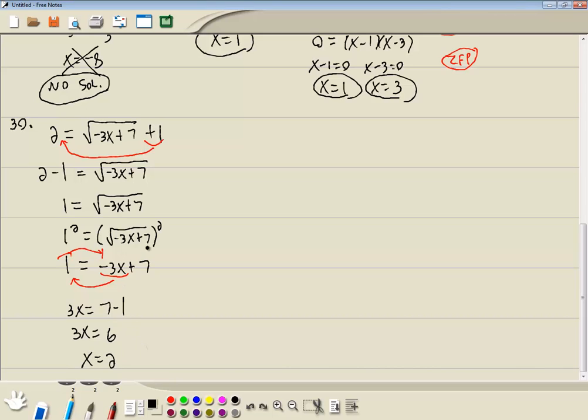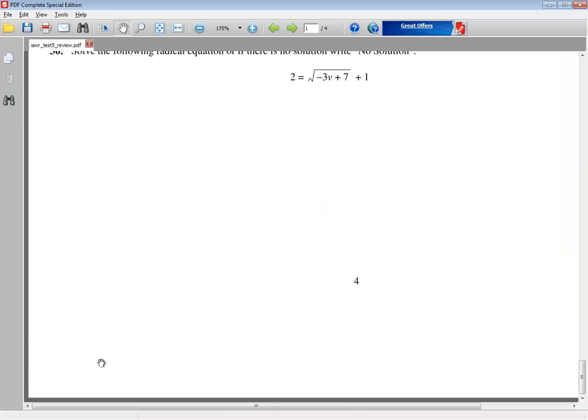Maybe. We have to check it. If I put 2 back up here, negative 3 times 2 is negative 6, plus 7 is 1. Square root of 1 is 1. 1 plus 1 does give you 2. So that one checks. I think that's the last. Yes, it is.